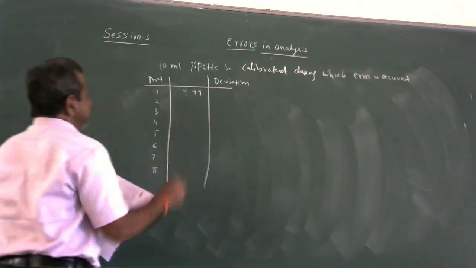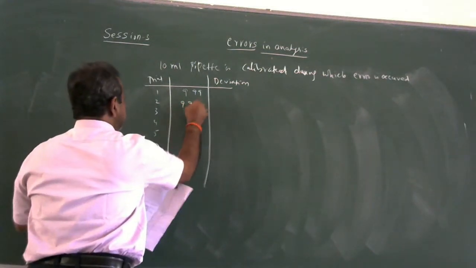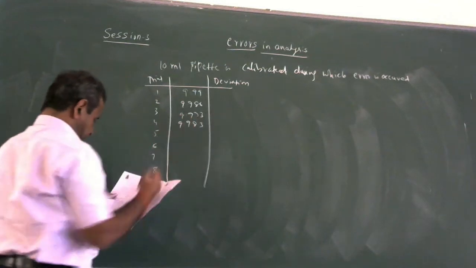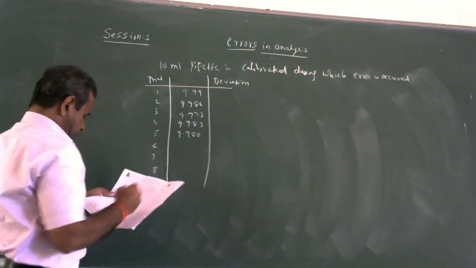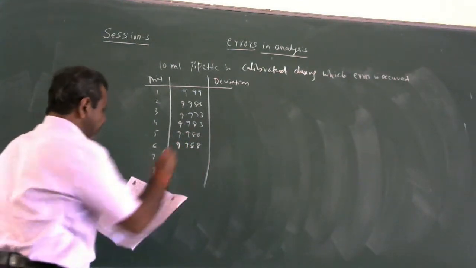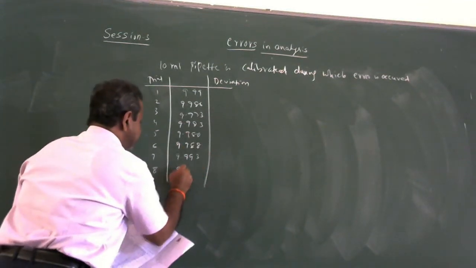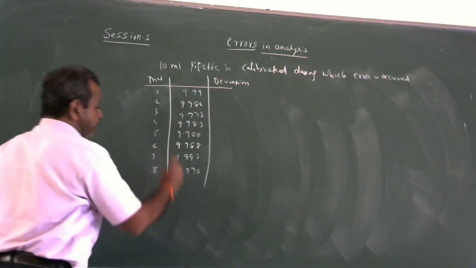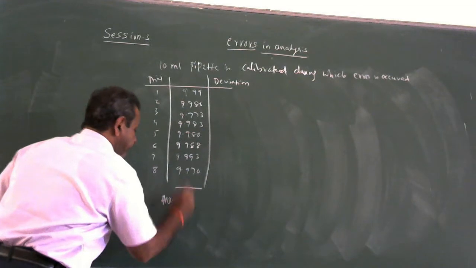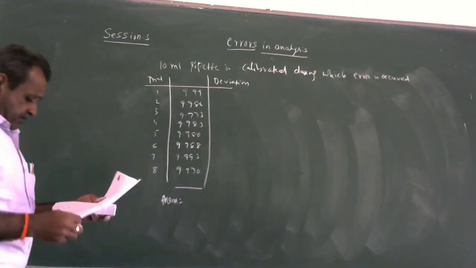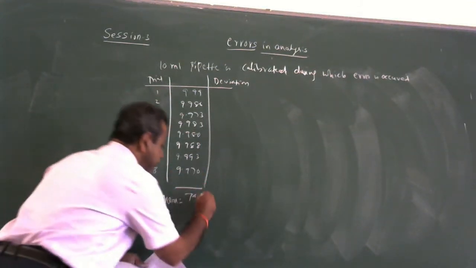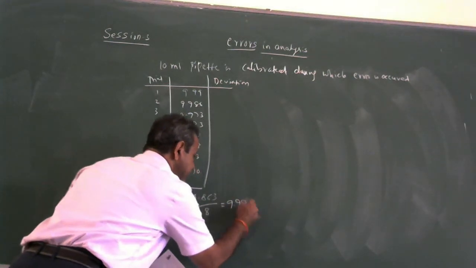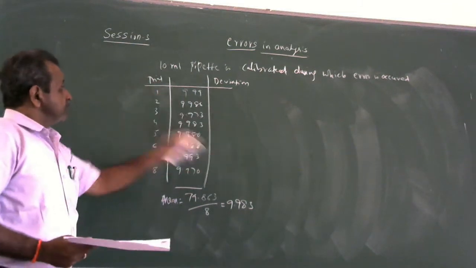In the first iteration it was 8.99 instead of 10 mL. Second one 8.986, 9.973, 9.983, 9.980, 9.988, 9.993, 9.976. These are the different values we got. We never get 10 mL, so slightly different from that. Then what is the mean? We add all the values. It comes to 79.863. There are 8 values, divided by 8. It gives 9.983, which is the mean value, almost close to the actual value.